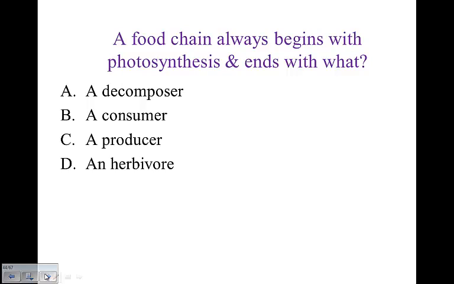Okay, moving on. Food chain always begins with photosynthesis and ends with what? Now, I'll be honest with you. You could make two cases here. So what I want you to do is, which one you put down, tell me why it's that. And then, if you put both and tell me why it could be those, I might just give you a piece of candy. Just maybe, if I'm in a good mood.